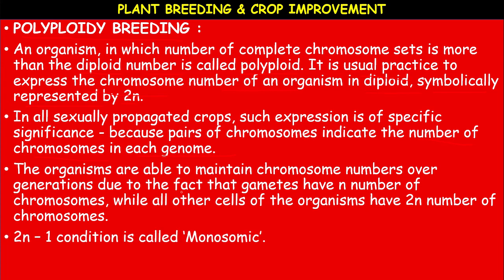So, here is some representation of the chromosome number in a particular organism. A condition 2n minus 1 is called monosomic condition. 2n condition is diploidy. 2n minus 1, monosomic or monoploid. 2n plus 1, this condition is represented as trisomic.